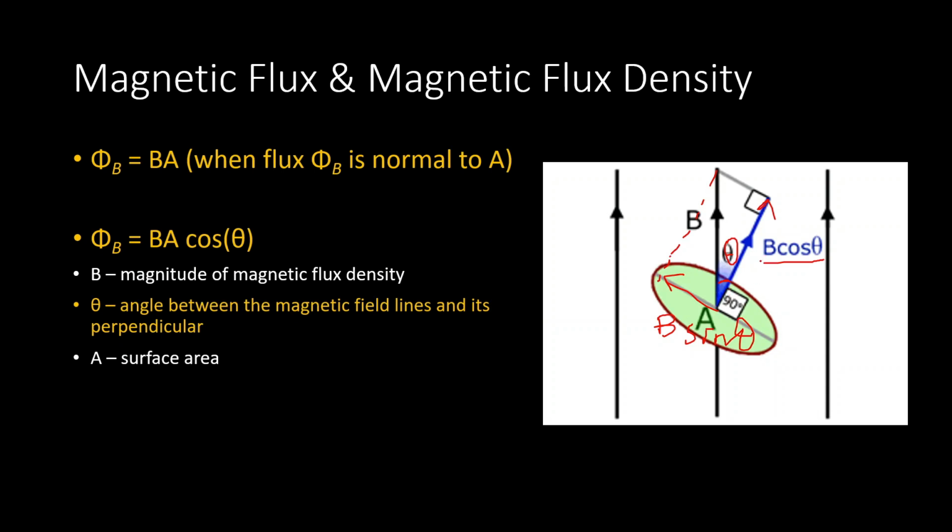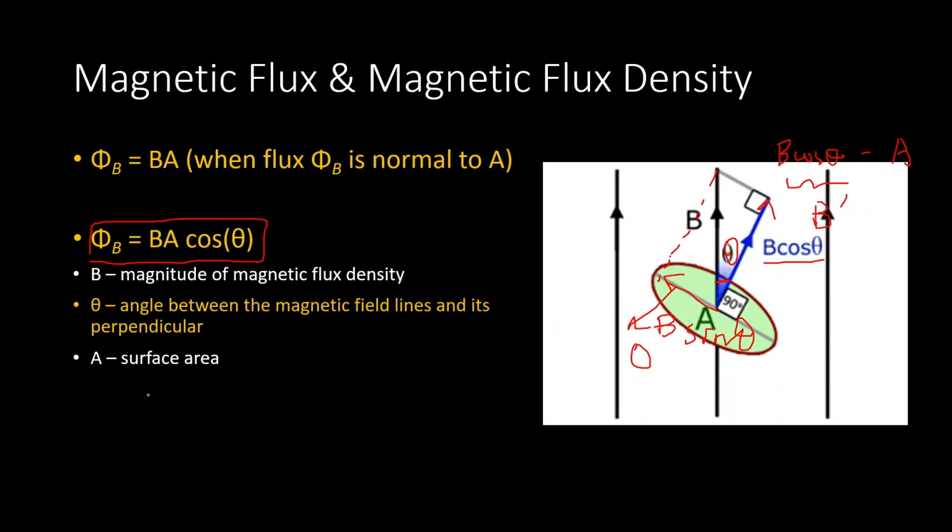For the perpendicular case, it will just equal to B cosine theta, which is the new magnetic flux density B prime, times the area A. Okay, this is for the perpendicular amount. For the horizontal amount, as what we've seen previously, it will be 0. So we can summarize this equation as phi B is equal to BA times cosine theta, where B is the magnetic flux density, theta is the angle between the magnetic flux lines and the perpendicular, as shown here, and A is the surface area.